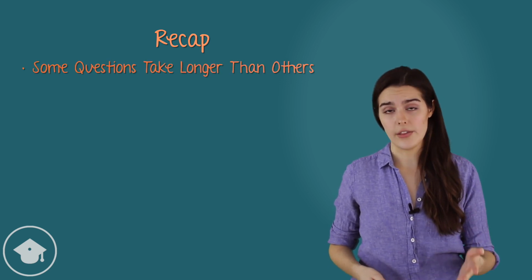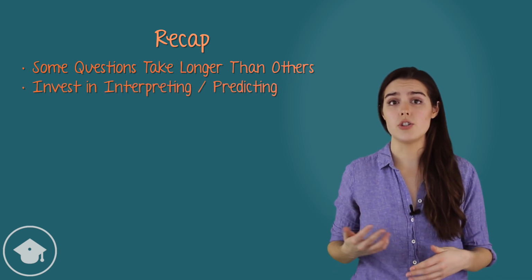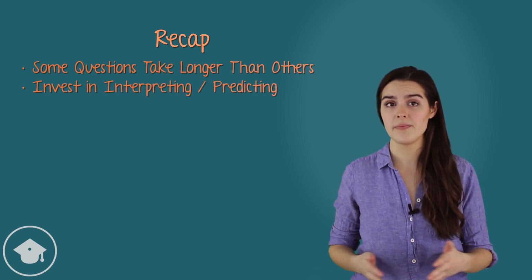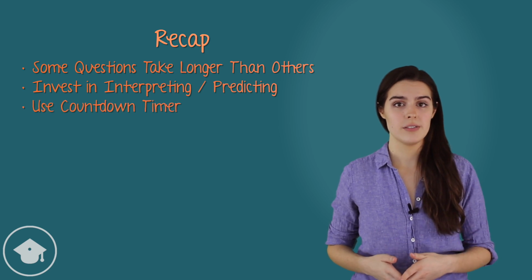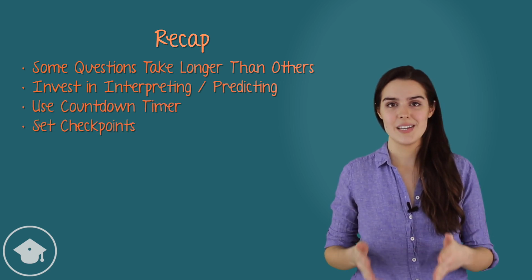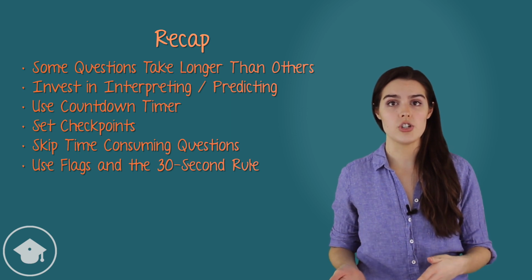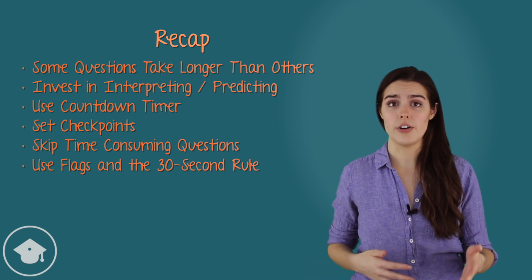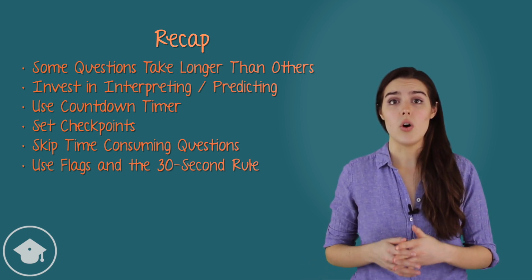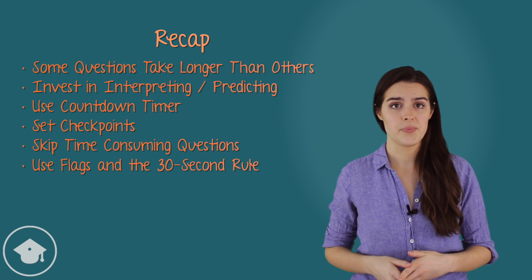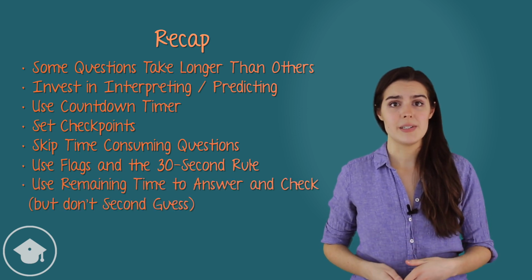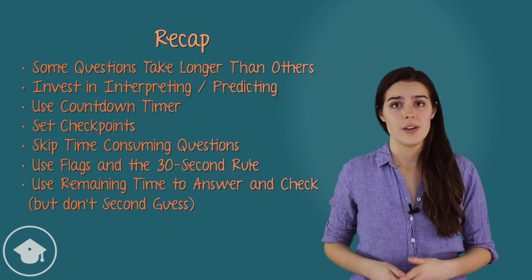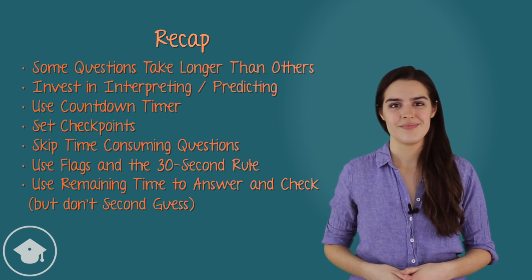To recap, to master our timing strategy, we must accept that some questions take longer than others, invest time in interpreting and predicting to save time down the line, get used to the countdown timer, set checkpoints, skip questions and come back, utilizing the flag function, the 30-second rule, an appreciation that multi-answer problems are more time-consuming and harder to get right, and an understanding that we can always double-check our work at the end of the section. Use any remaining time to answer unanswered questions and check your work, being careful not to second-guess yourself.